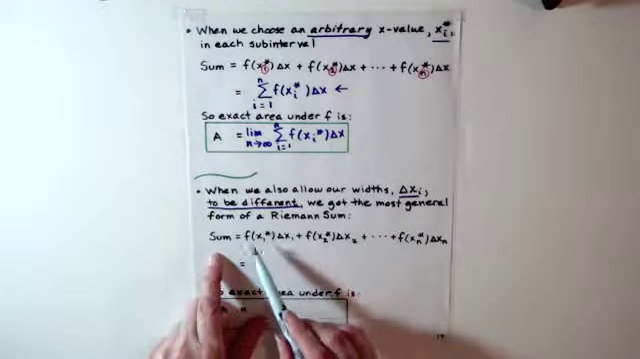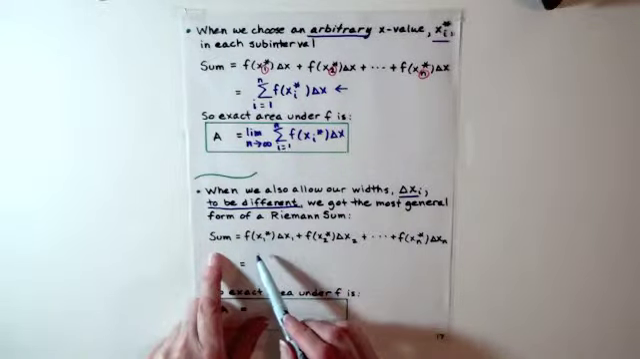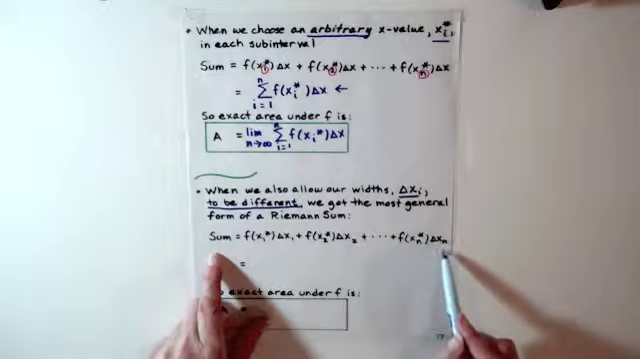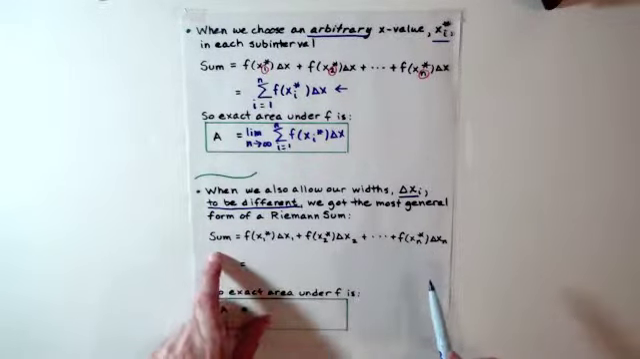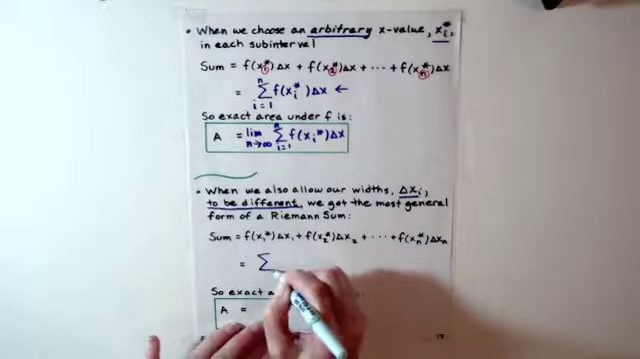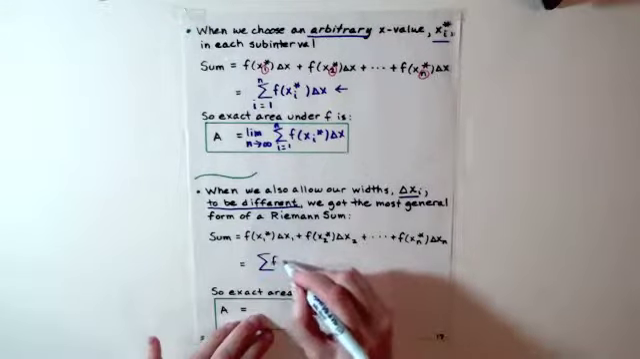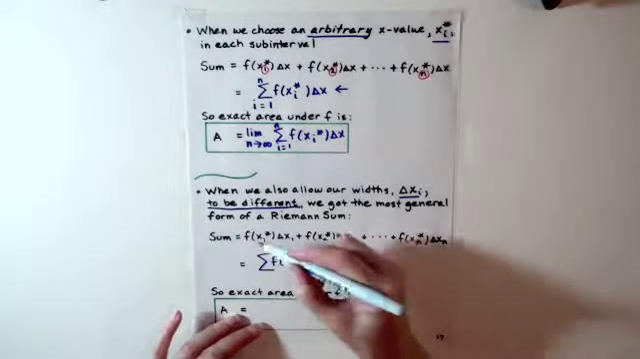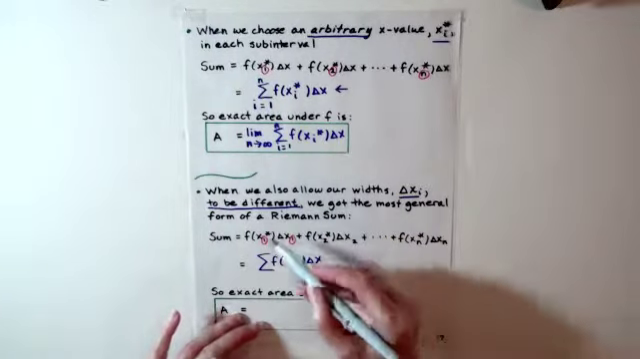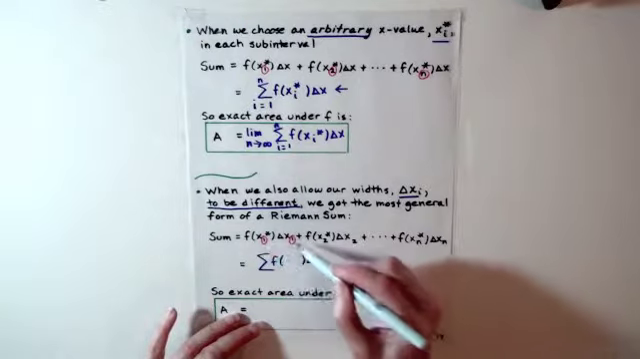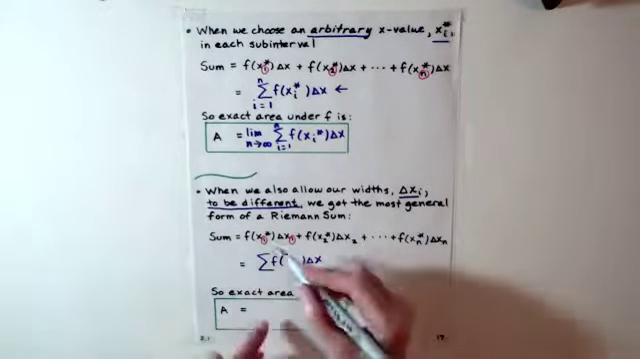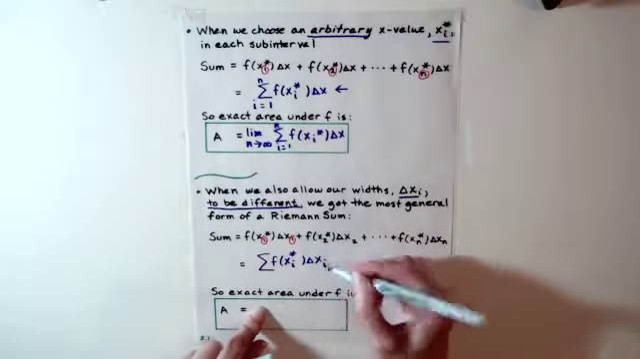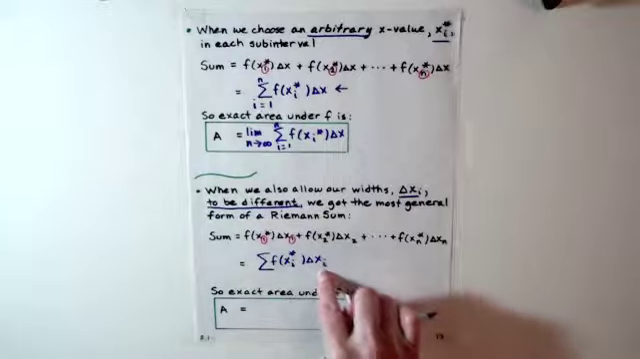And we said the sum looks like this: f of x1 star, we choose an arbitrary x value in each subinterval, times delta x1, the width of the first rectangle, and so on up to f of xn star times delta xn, where delta xn is the width of the nth rectangle. Now we can write that in our new sigma notation. Each of these terms looks the same except for the subscript on the x's. And notice that in each term that subscript appears on the x star and also on the delta x. So I put x sub i star and delta xi, since the delta x's now can be different.